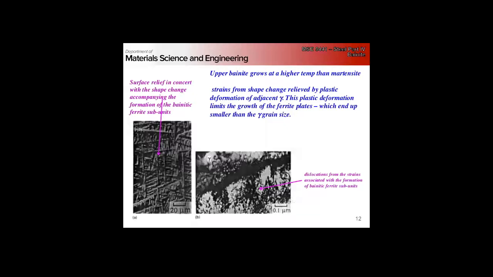So it grows at a higher temperature, and we know that there's a shear, a strain associated with it because we get surface relief, right? So if you have a polished surface, and you grow the bainite, you get steps on the surface, right?